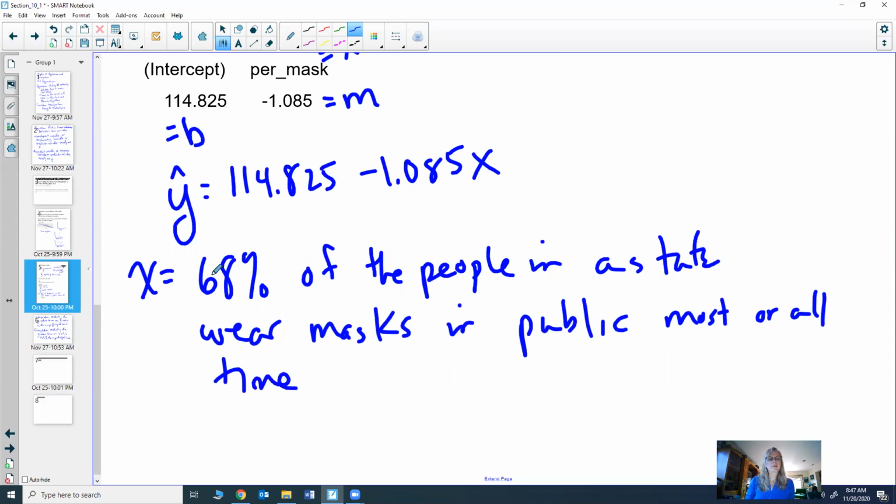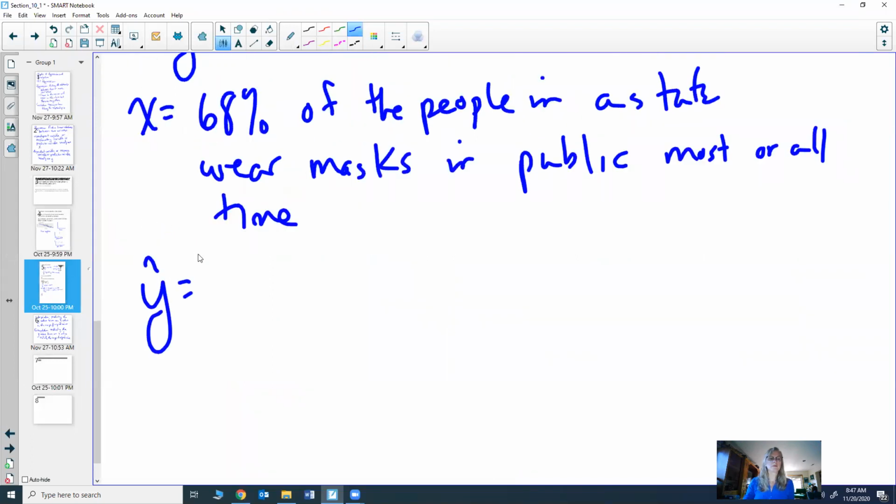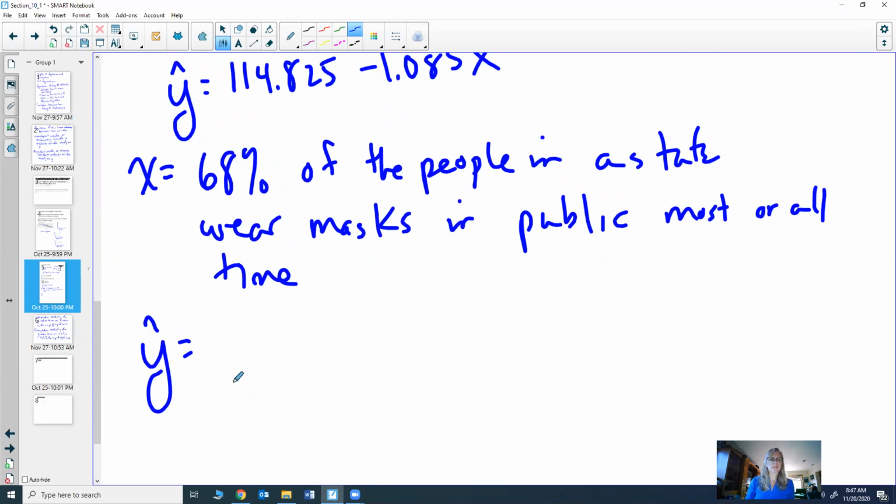So I already wrote that that was my X, but once you get this equation, this information, you know that's your X because that's the people in the state wearing masks. That was your X variable. So we know to put that in for X. So we're just going to go ahead and take our equation. Y hat is equal to 114.825 minus 1.085 times X.